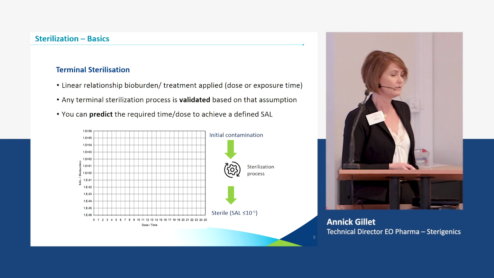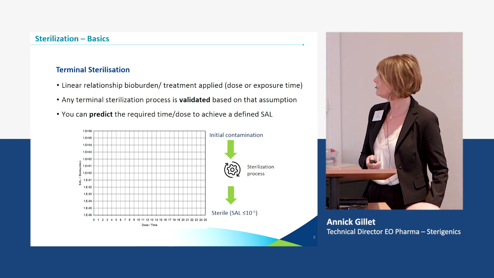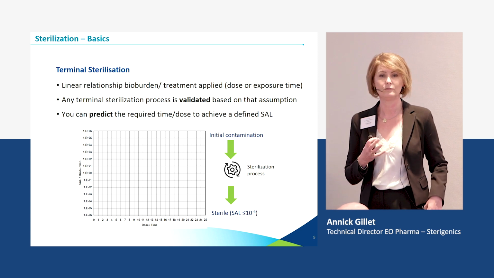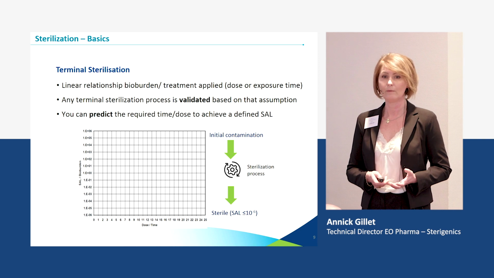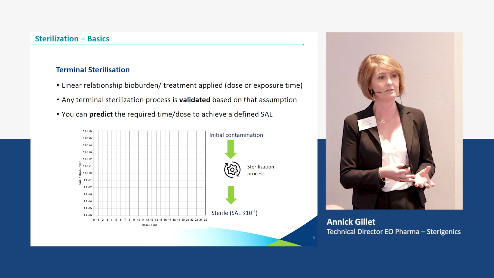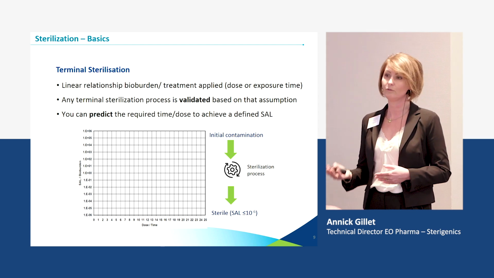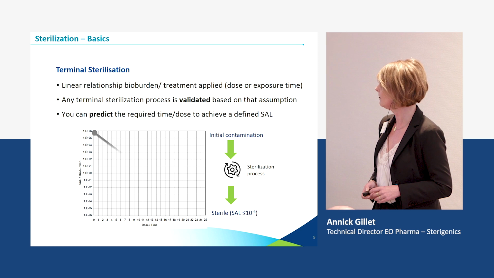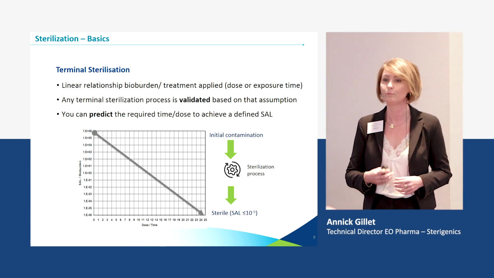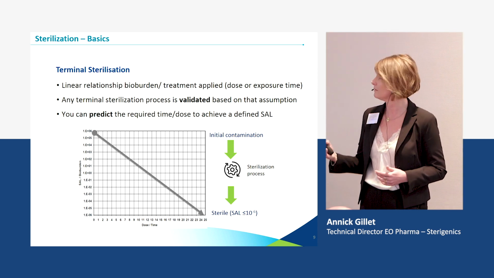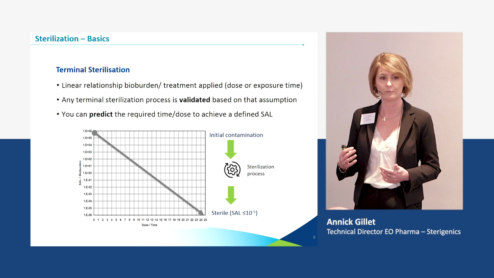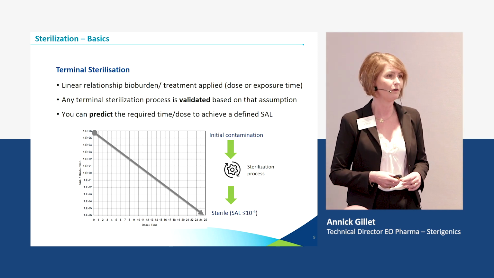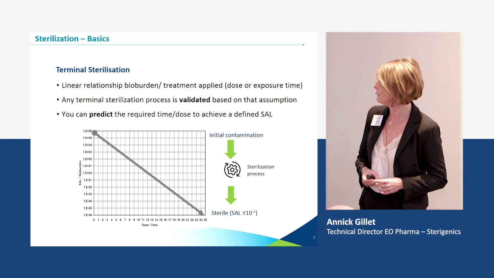Some basics about sterilization, and again, this is a high level picture, but I think it gives a good idea about the sterility assurance level. Something to really consider is that there is a linear relationship between the initial bioburden, so the initial contamination level of your product, and the treatment applied. It can be the dose or the exposure time. So it's really a linear relationship. It means that you can predict what type of dose or what time of exposure you need to apply to a certain product to achieve the sterility assurance level. And that's the main principle of any validation for terminal sterilization.